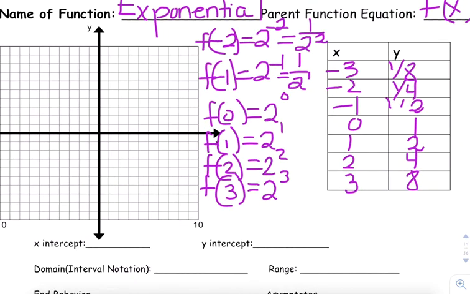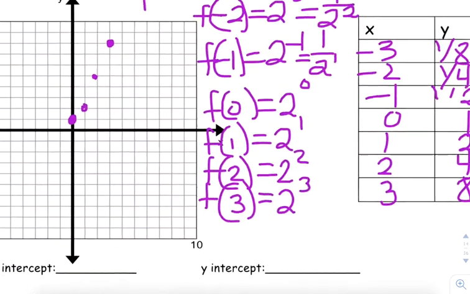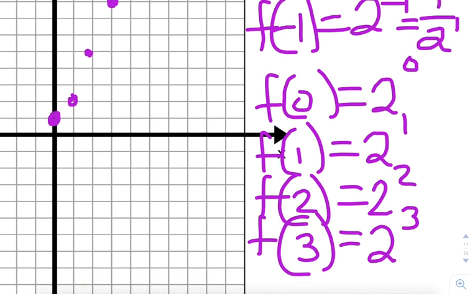So obviously we have some fractions, so it's very important that we are very intentional about the points we plot. So let's see, 0, 1, 1, 2, 2, 4, and 3, 8. Even though those other ones are fractions, we want to include at least 2 of them. So when we go to negative 1, we go to 1/2. When we go to negative 2, we go a little lower, kind of make it look like a 1/4.